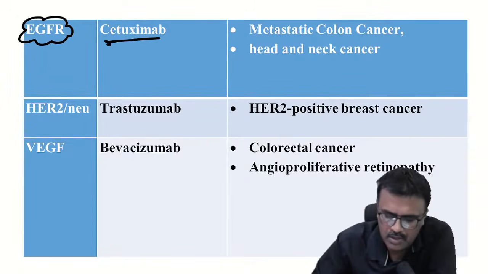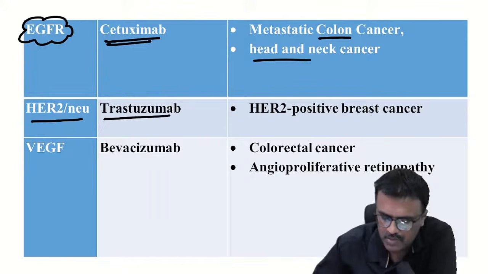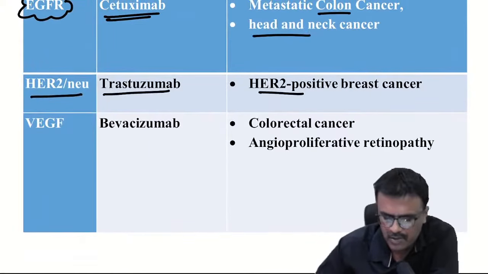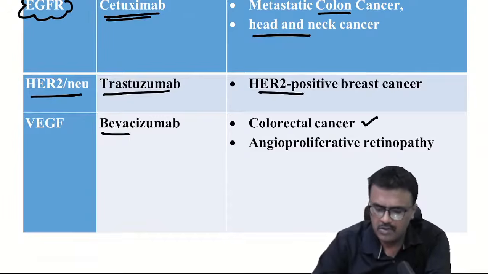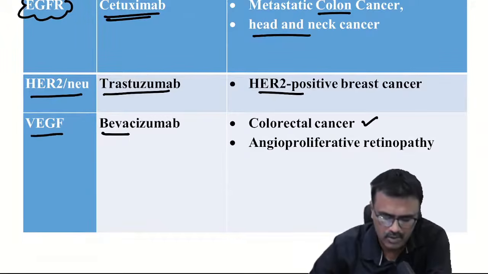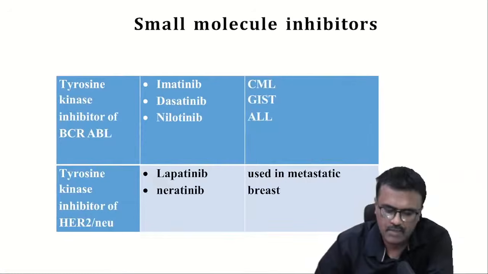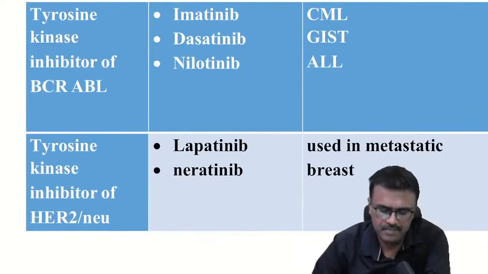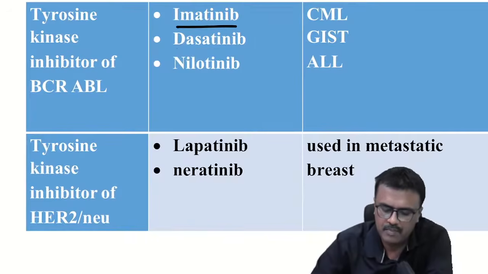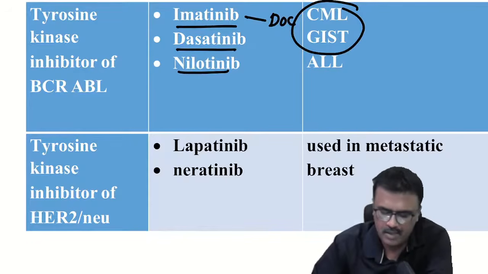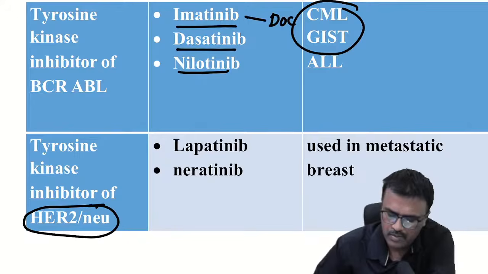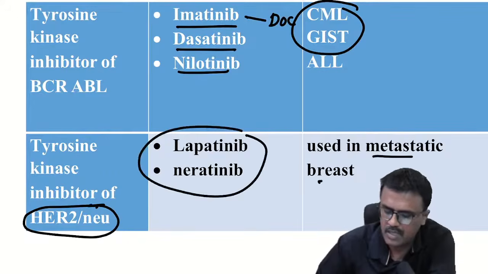Now certain targeted therapies, not everything you can remember. Epidermal growth factor: the name is cetuximab, which is used in colon cancer, head and neck cancer. HER2/neu, trastuzumab, used for breast cancer. Bevacizumab, which I told you is used in managing diabetic retinopathy, is also used in colorectal cancer, targeting vascular endothelial growth factor. I am giving the most important ones here. Tyrosine kinase inhibitors: imatinib, dasatinib, nilotinib. Imatinib is a drug of choice for CML and GIST. Tyrosine kinase inhibitors for HER2/neu, lapatinib, neratinib, used in breast cancer.